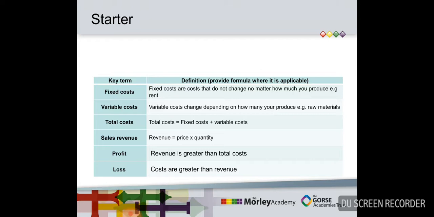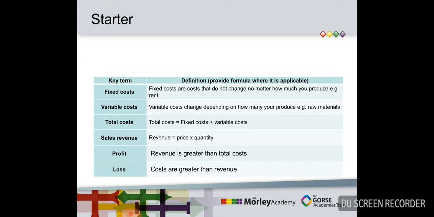The only thing to point out is at the top with fixed cost and variable cost, the EG. You'll get 1 mark for a definition which is not 100% accurate, but if you put EG and provide an example which is accurate, then that can lift a definition up to the full 2 marks. So as you see in the top, I've got fixed costs are costs that do not change no matter how much you produce.